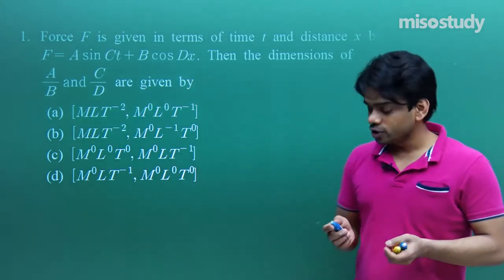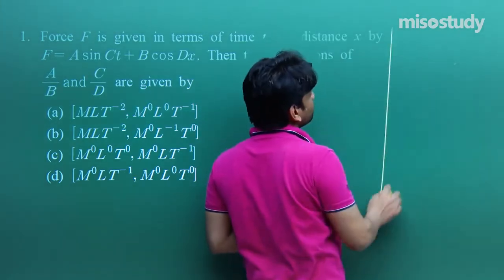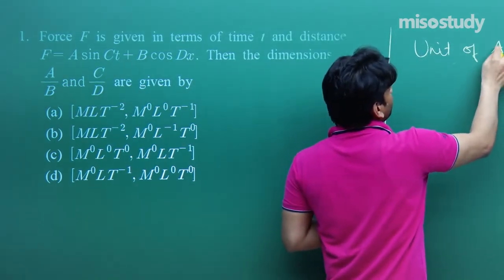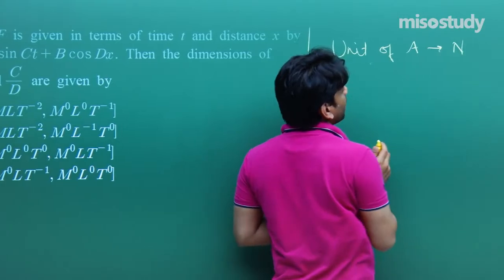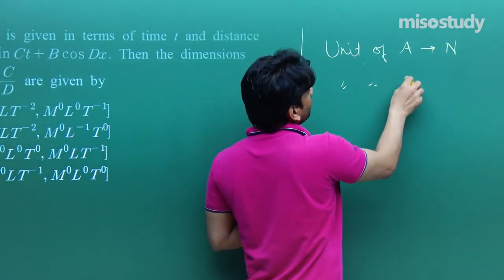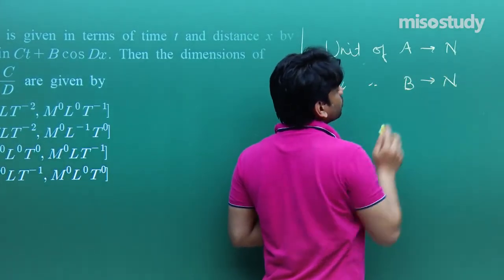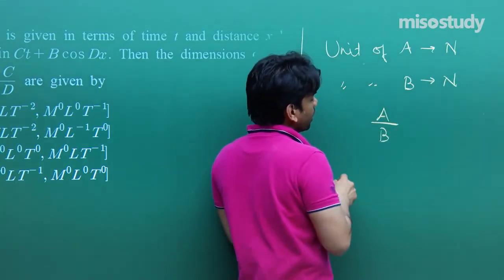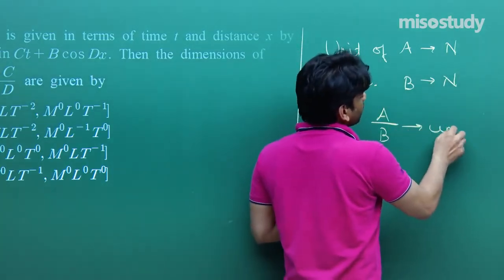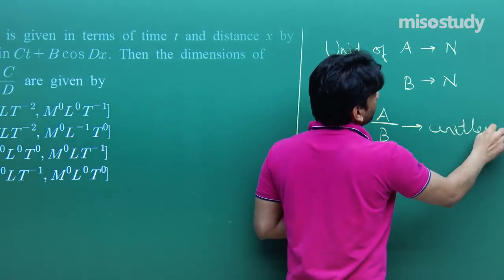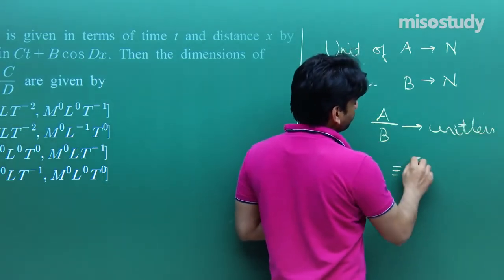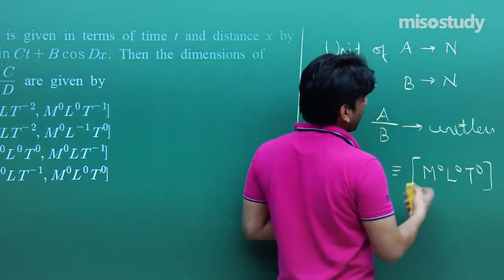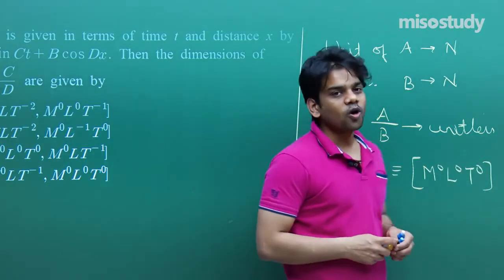So let me write the unit of a and b. The unit of a will be Newton, so I am writing N. The same unit of b will also be Newton. I am using N for it. So a/b will be unitless. A/b, that will be unitless, or the a/b dimension will turn out to be M^0, L^0, T^0. We have got the dimension of a/b.